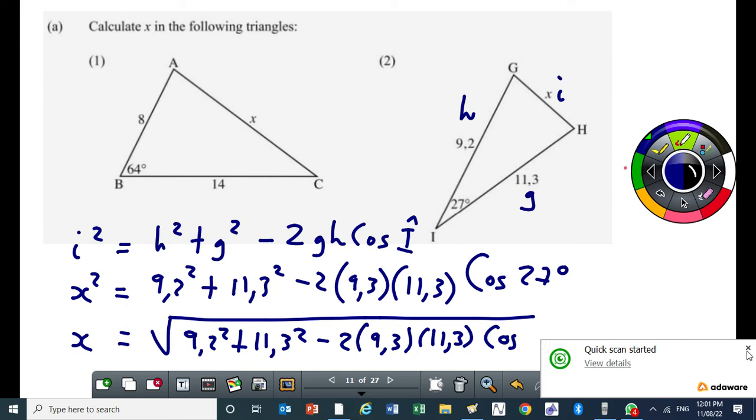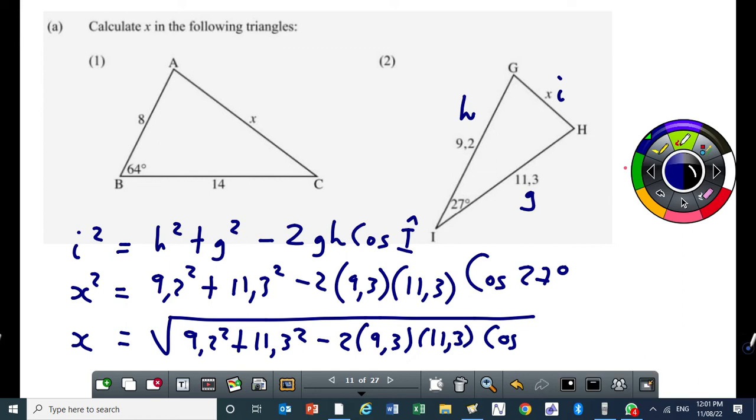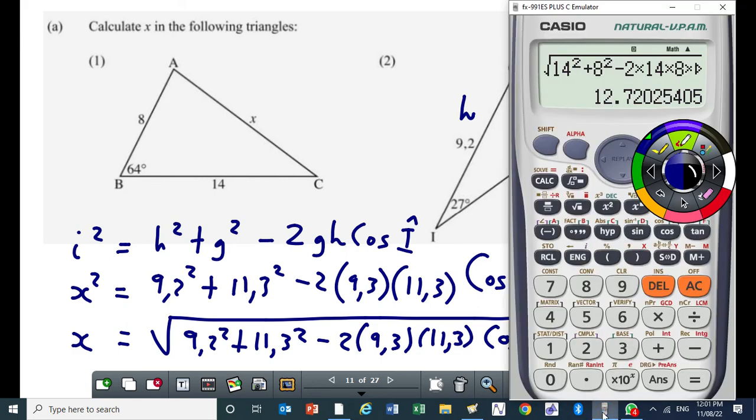Okay, let me remove that. So this will be cosine of 27. Okay, then you take out your calculator. You have to be good at the calculator. Okay, square root option, and let's put that.